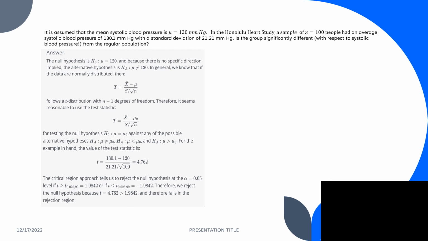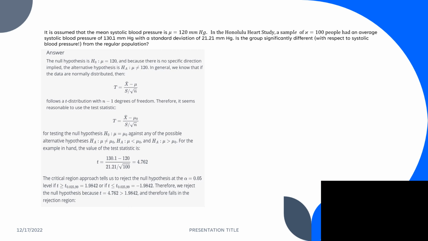Therefore, it seems reasonable to use the test statistic t equals x bar minus mu0 over s over square root of n, for testing the null hypothesis H0: mu equals mu0 against one of the possible alternative hypotheses: HA, mu not equal to mu0; HA, mean less than mu0; and HA, mean greater than mu0.